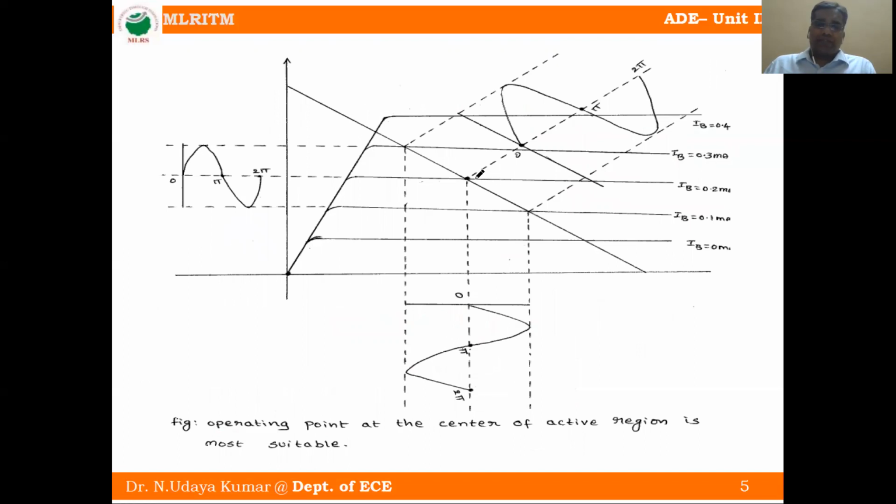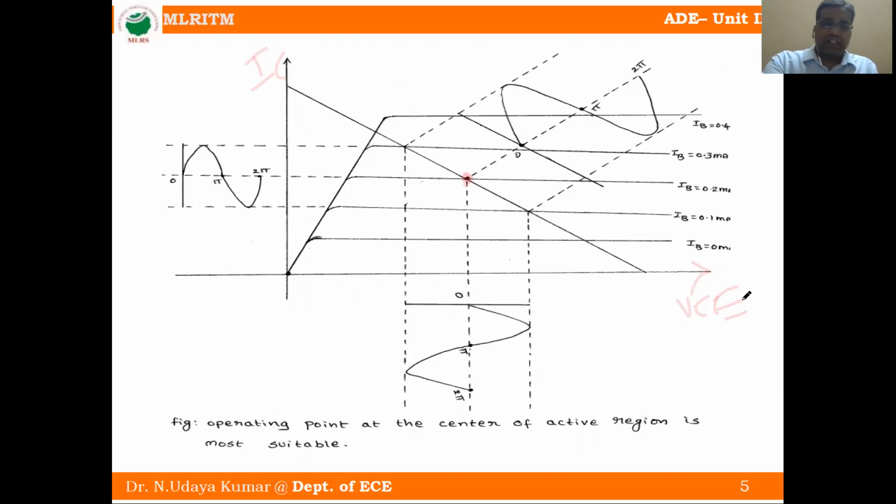Here the Q point is fixed at the middle of the active region. This is the middle of the active region. So we know that these flat regions are called the active region. So the Q point is always here, in the middle of the active region or the middle of the DC load line. What happened? This is the input signal, 0 to pi. So here this one is called IC, the collector current. This one is called VCE.